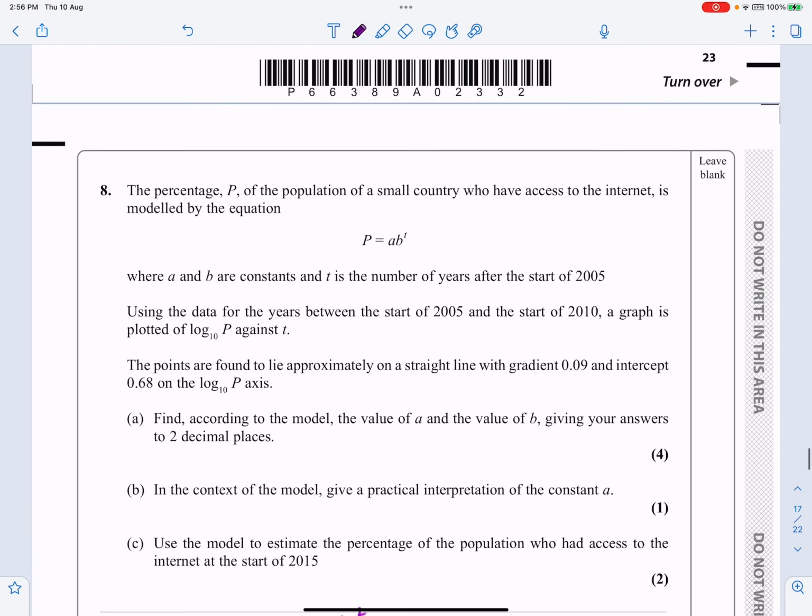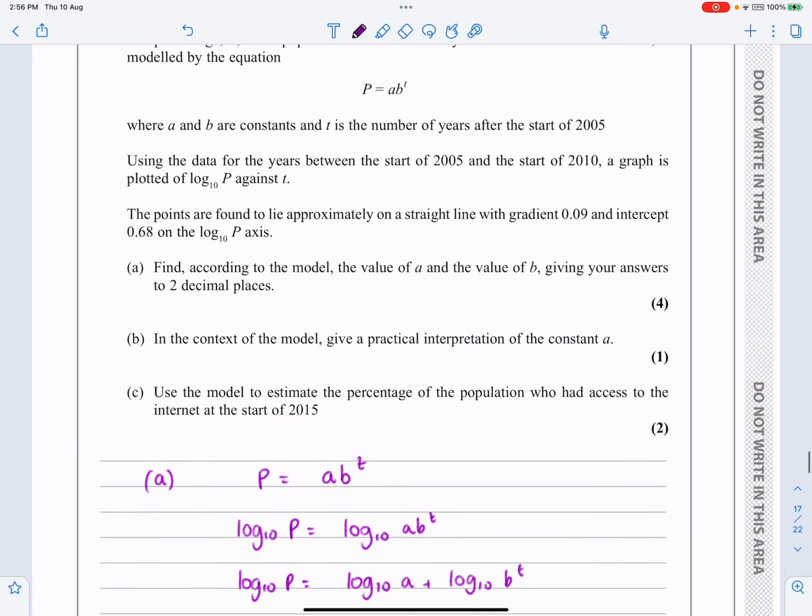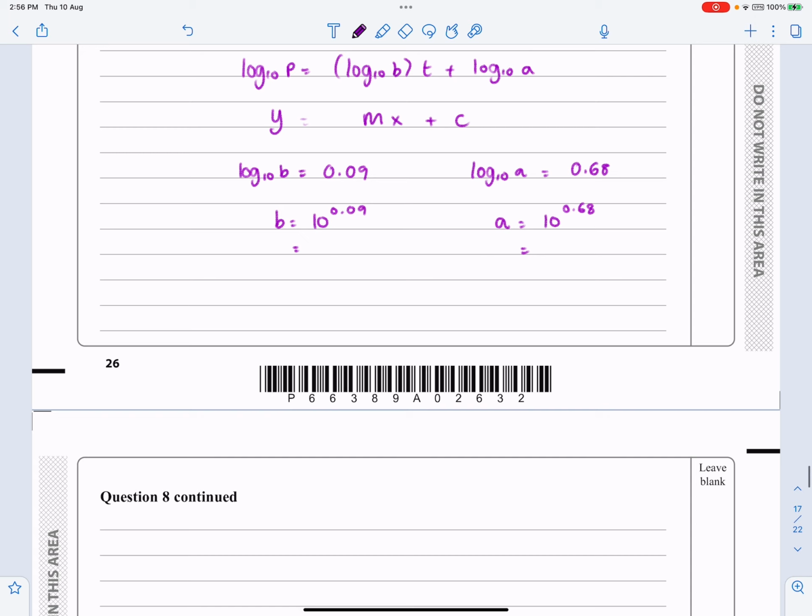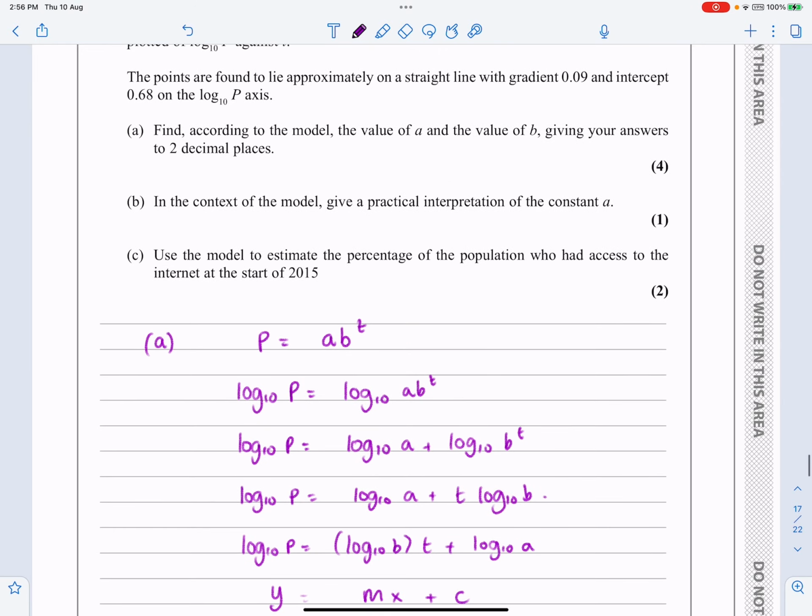Did they ask us anything about decimal places? Yeah, 2 decimal places. So in other words, B is going to be 1.23 and A is going to be 4.79. Okay, so that's part A completed.